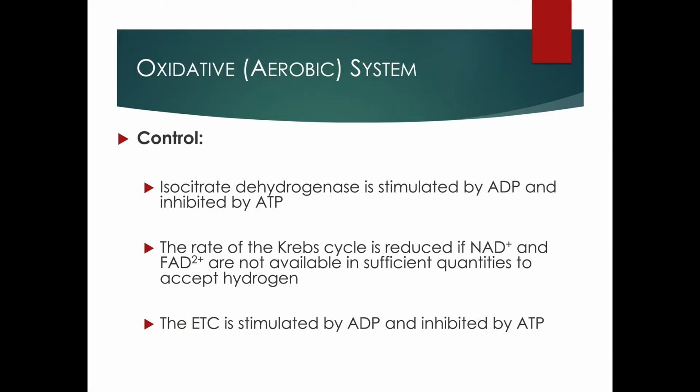The rate-limiting enzyme of the aerobic system is going to be isocitrate dehydrogenase. It says it's stimulated by ADP and inhibited by ATP. That means as ADP builds up, it starts to speed up. As ATP builds up, it'll start to slow down. It says the rate of the Krebs cycle is reduced if NAD and FADH are not available in sufficient quantities to accept hydrogens. So those are important coenzymes that need to be around to keep everything functioning. And the ETC is stimulated by ADP and inhibited by ATP, just like with the Krebs cycle.